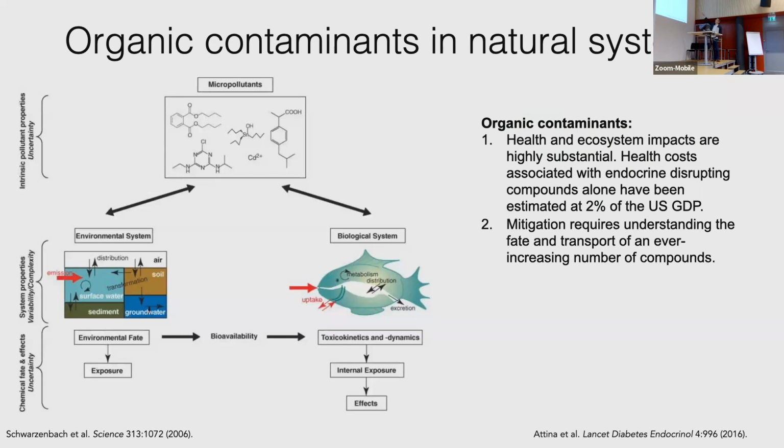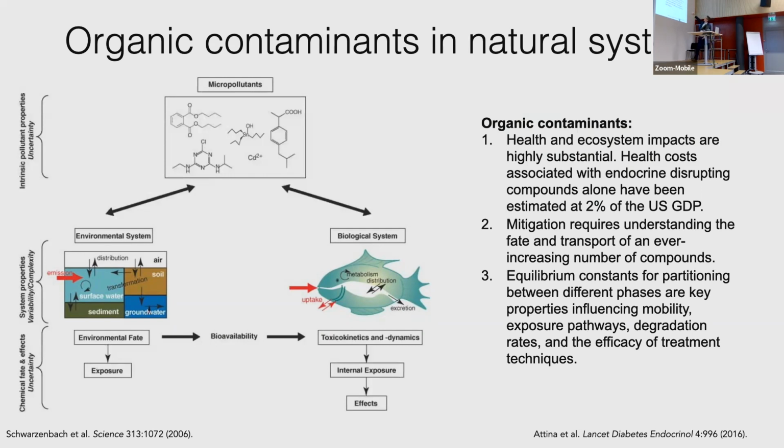And what we know is that if we want to mitigate organic contaminants in the environment, we need to understand their fate and transport, and we need to be able to understand the fate and transport of a number of compounds that's constantly increasing as chemical companies are requesting authorization from the US EPA to produce more and more different types of compounds. And one of the major things that we need in order to be able to understand their fate and transport, as shown in this figure over here, is the equilibrium constants and also some kinetic constants that are controlling the partitioning of these compounds between different phases. So I'm going to talk about equilibrium constants that control the partitioning of organic contaminants between water and clay minerals in soils or in sediments.